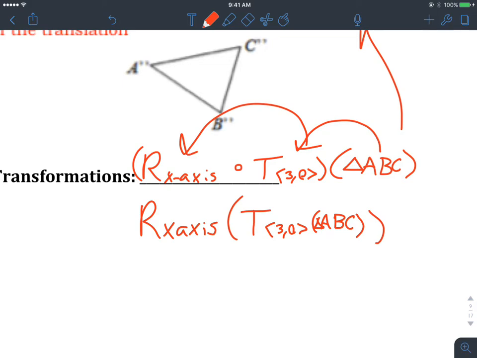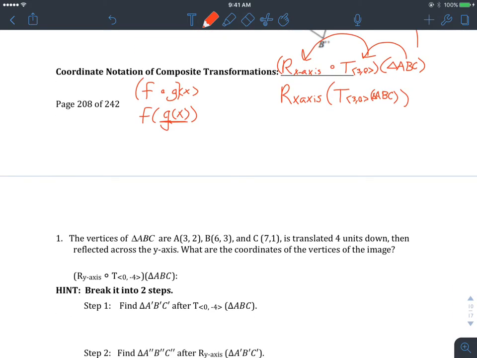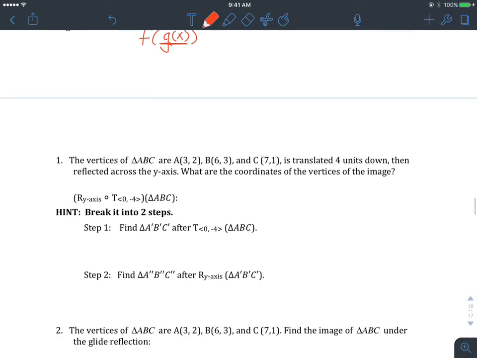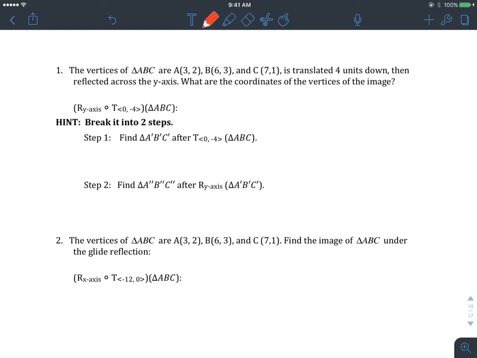Now, sometimes it's not going to matter what the order is. Sometimes the order will not affect your final answer, but sometimes it will. So we have to be really paying attention to the order. Just be careful about the way you read it right here.